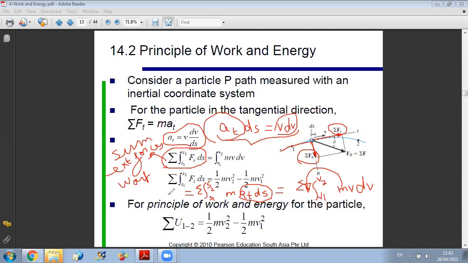So I deduce that, in case I want to calculate the variation when I have any variation in position, I can say that the sum of work of all external forces between state 1 and state 2 can be calculated as the variation in kinetic energy. It's half m v2 squared minus half m v1 squared. This is the principle of work and energy. The principle of work and energy relates work of forces acting on a particle to the change of the kinetic energy of the particle. Okay? Any question on this?